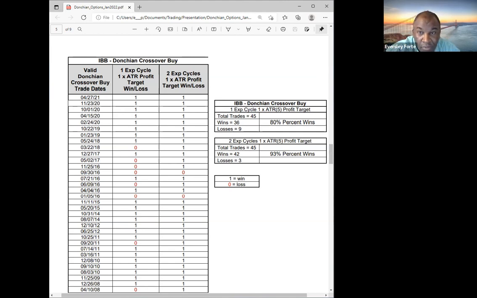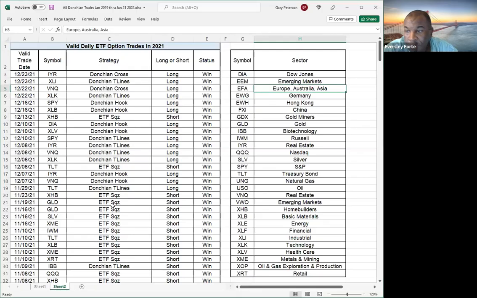To understand that, I'm going to show you the spreadsheet with the trades. It's on our website also. I'm going to change shares here. Trades. Okay, you should be seeing a spreadsheet now. That is all the trades from 2021.